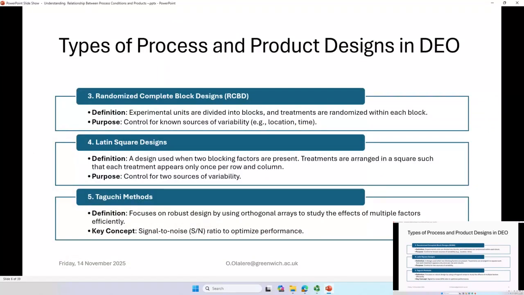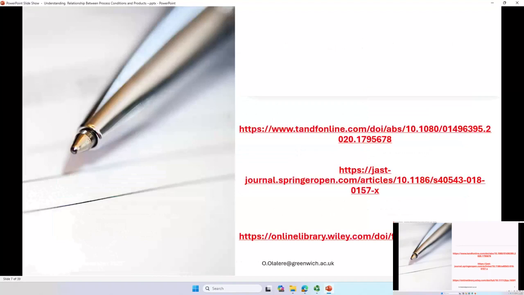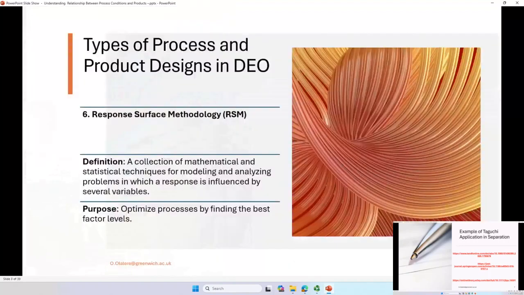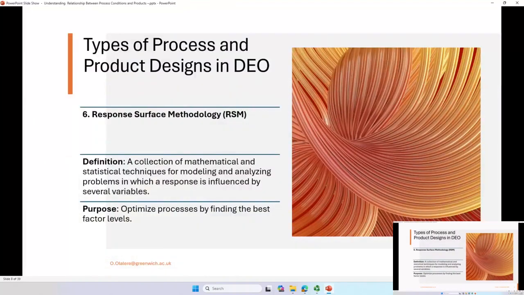Taguchi methods and response surface methodology, because this is the most popular one. Response surface methodology, I know many of you have come across this before. It is a collection of mathematical and statistical techniques for modeling and analyzing problems in which your response is influenced by several variables. One response is affected by different factors or parameters.